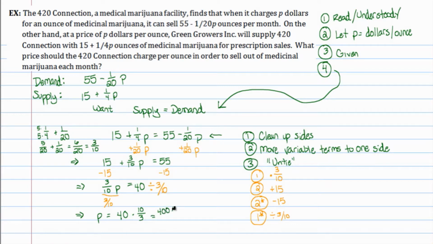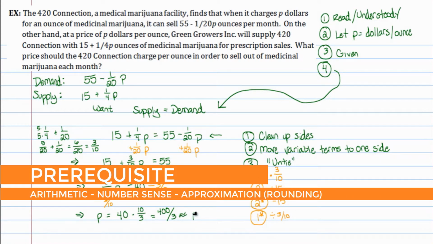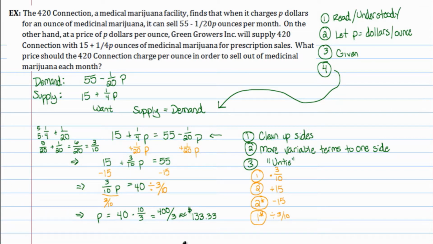So that's 400 thirds, which is roughly equal to 133.33. It's not really equal to that, but it's $133.33. So if that's what they charge per ounce, I have no idea, I think that might be way low. But if that's what they charge, they'll sell out, and their supply will equal their demand.